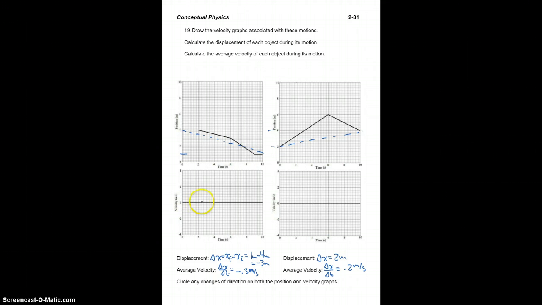Okay, let's calculate the velocity during each segment so we can draw the velocity graph. So we're looking for the slopes here. The slope here is 0, so that's easy enough. Slope at the end, also 0.